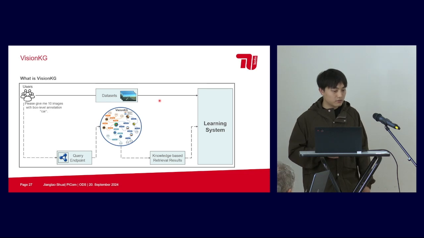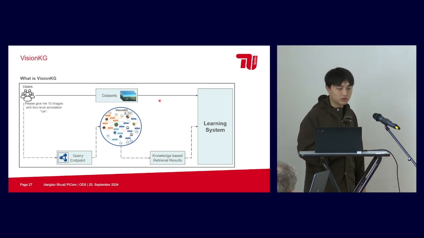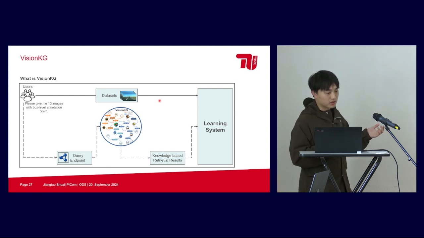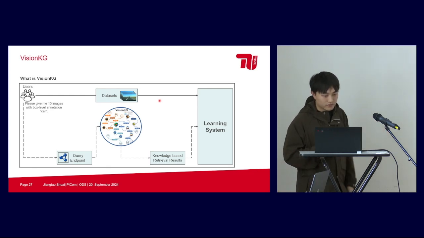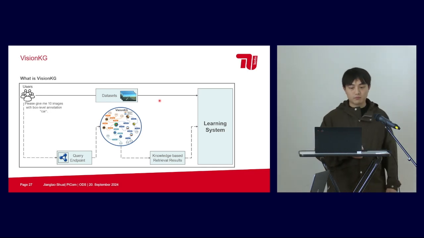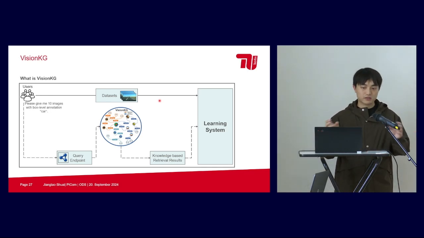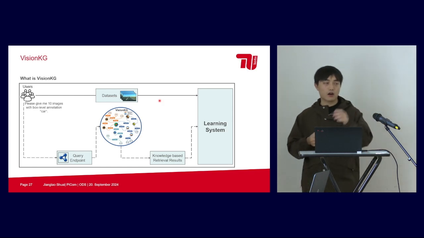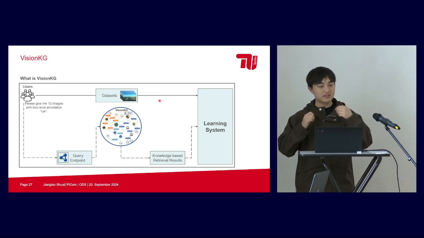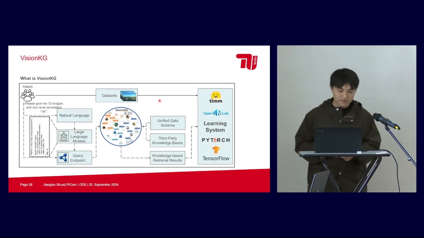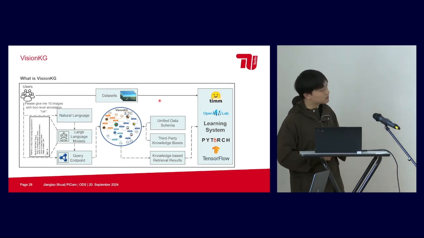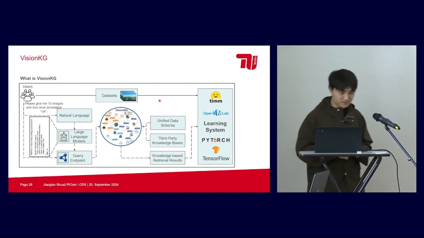With Vision KG, you only need to send a query: give me 10 images with box level annotation of car. Vision KG will handle this query, and based on it, it will extract all the car images from different data sets. And then you can use them easily for training your model. So the whole pipeline looks like in this image.